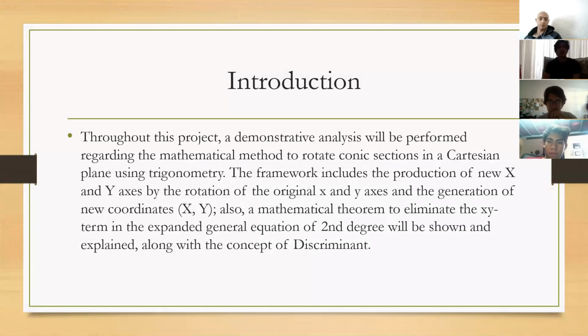So for the introduction, in this video, we're going to show the mathematical method of rotating conic sections, either a circle, parabola, ellipse, or hyperbola. And the rotation will be done in the Cartesian plane through the use of trigonometry. We're going to show the production of new x and y axis by rotating the original x and y. The new axis will be named x prime and y prime. And obviously, there's a new generation of new coordinates of x and y. And further along in the video, we're going to show the concept of the discriminant with its respective value for each conic section.